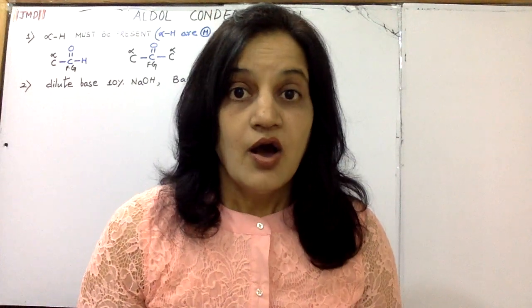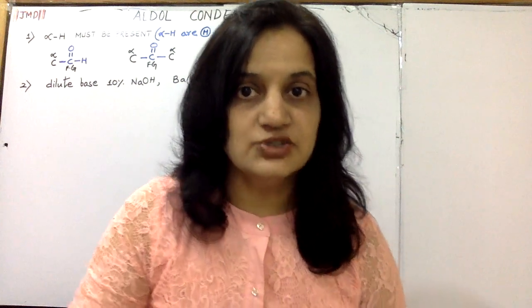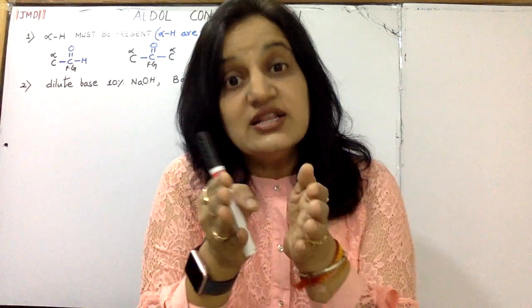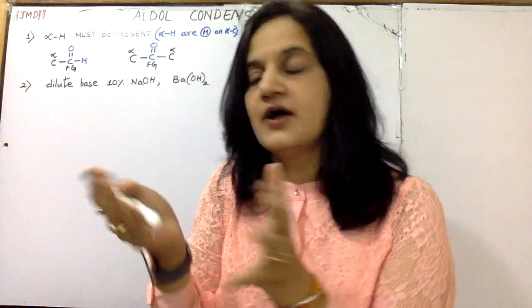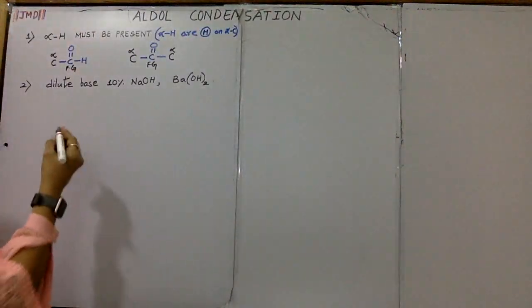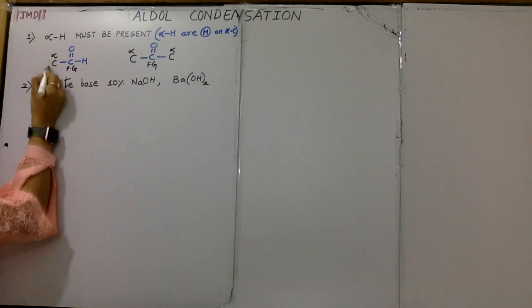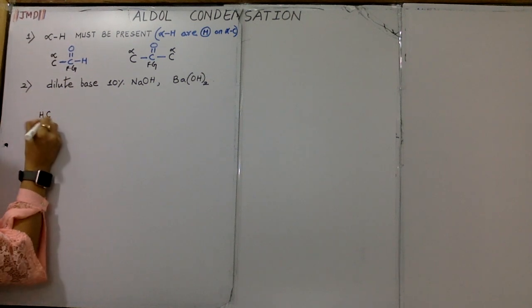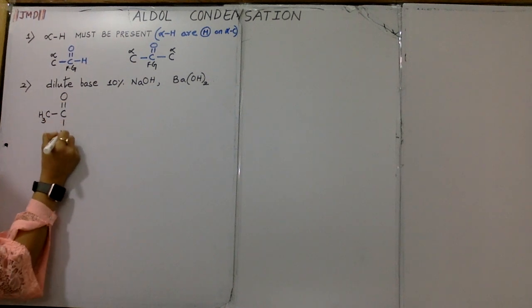Now, first I am giving an example, a general example in a very simple, plain manner. And then once we do that example, in this lecture only, I'll go to the mechanism. Okay. So let's take a molecule having alpha hydrogen. I can take CH3 here. So that'll be acetaldehyde. So here I write a molecule of acetaldehyde.